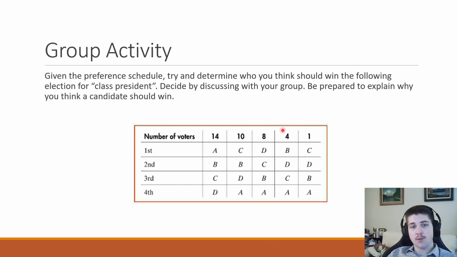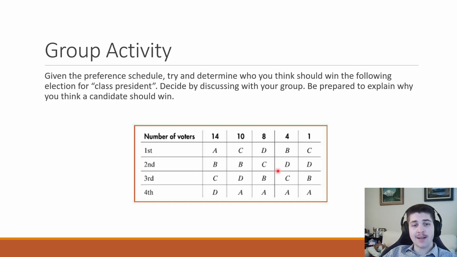This is where I'd break for a group activity, and I would ask you, who do you think would win this particular election? What you could do is pause the video right now and try to answer this question. Just by looking at this data, do you think candidate A should win, candidate B, C, or D? Let's assume that this preference schedule represents an election of a class president, where A stands for Art, B is Ben, C is Kathy, and D is Debbie. Who's going to be our class president?